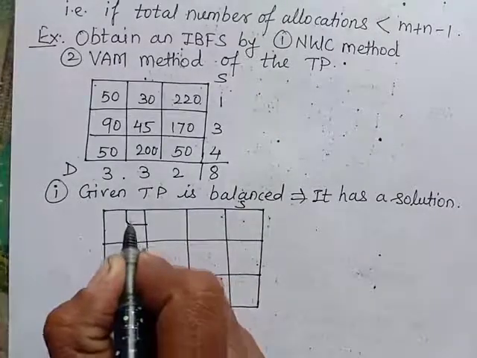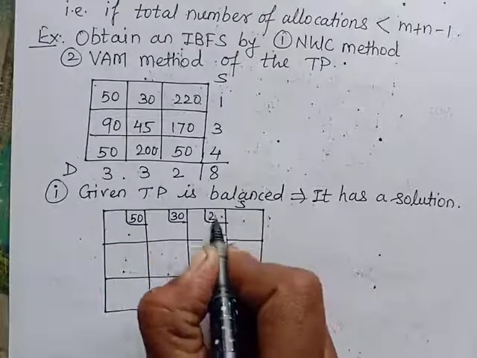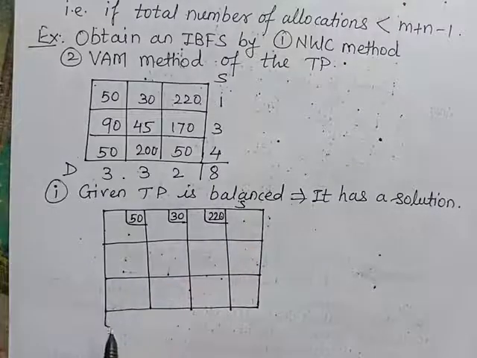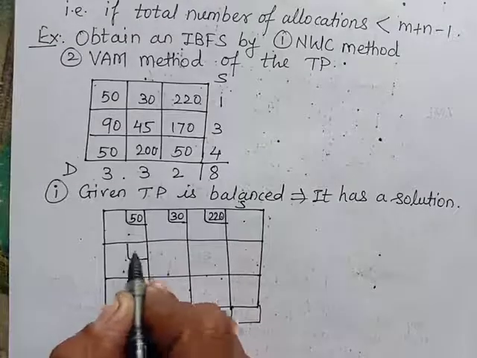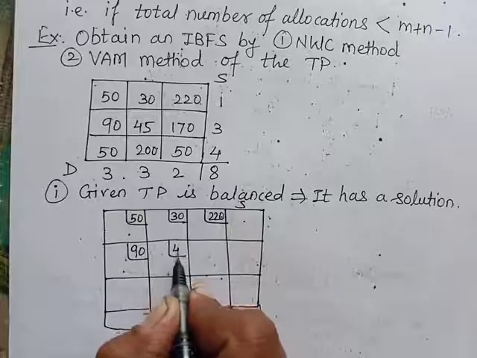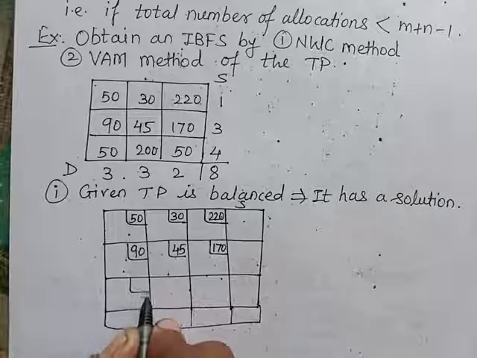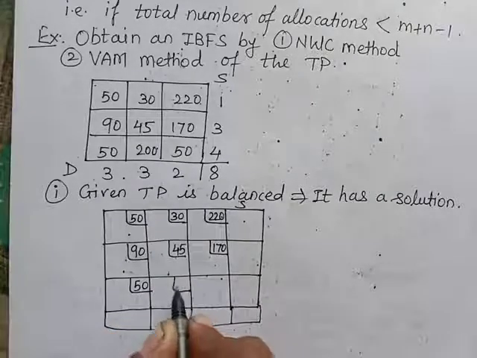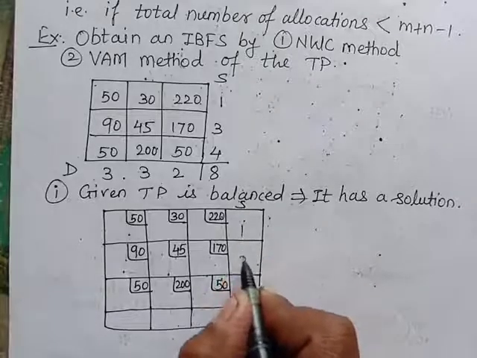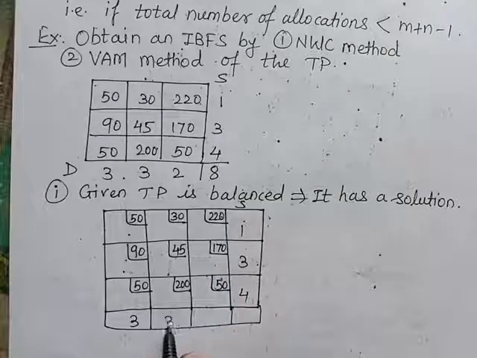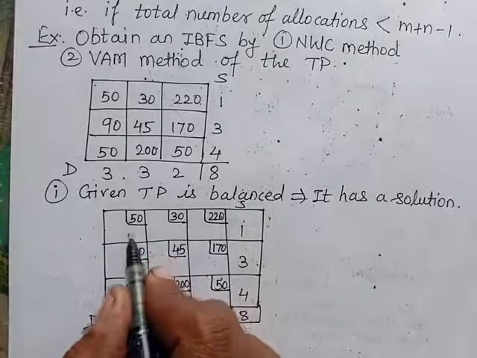So here let's write the cost 50, here 30, 220, here 90, 45, 170, here 50, 200, 50, and 1, 3, 4, and 3, 3, 2 are the demand and supply. Okay, now northwest corner, so we will start from this cell.